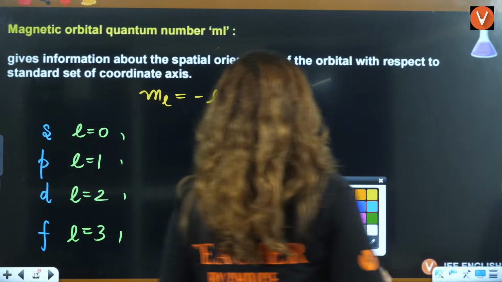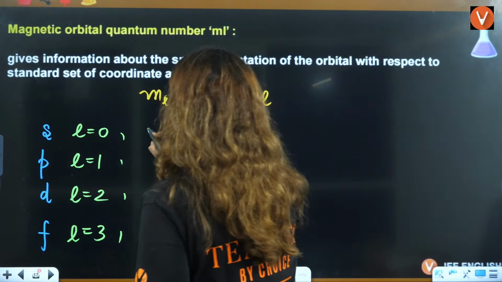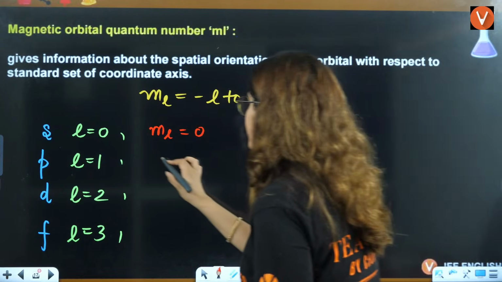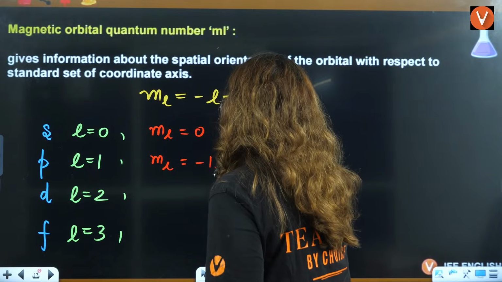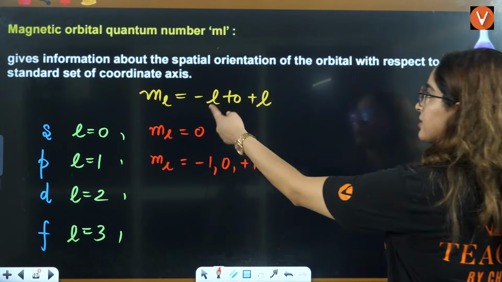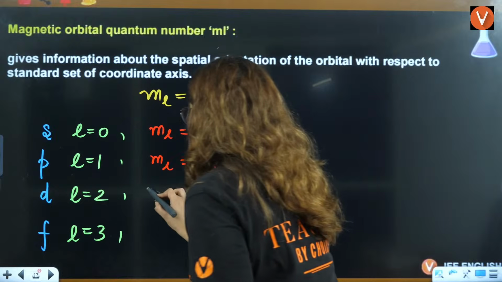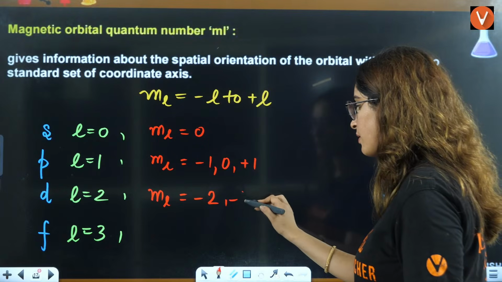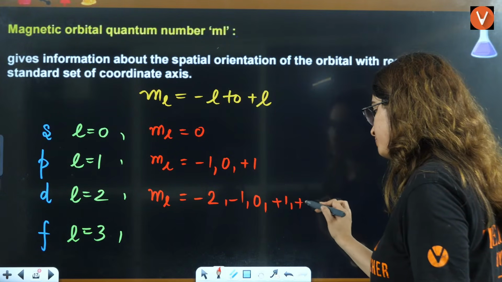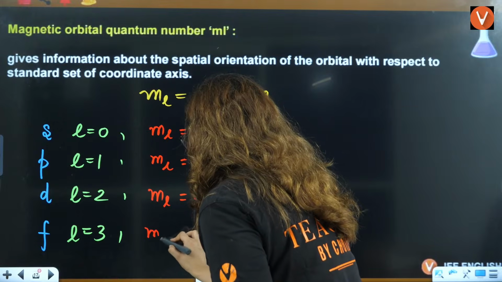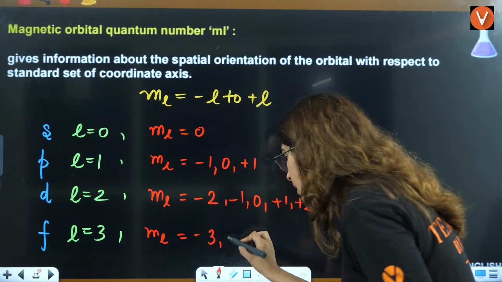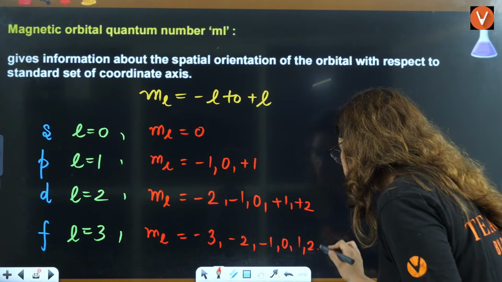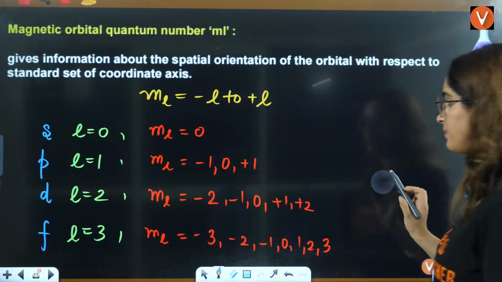Now, if you see this here, ML will be equal to 0 because minus 0 to plus 0 is 0 only. Here it will be minus 1, 0, plus 1, because it is minus 1 to plus 1. Here L equals 2, so it is minus 2 to plus 2: minus 2, minus 1, 0, plus 1, plus 2. Here L equals 3, so it will be minus 3, minus 2, minus 1, 0, 1, 2, 3, right?